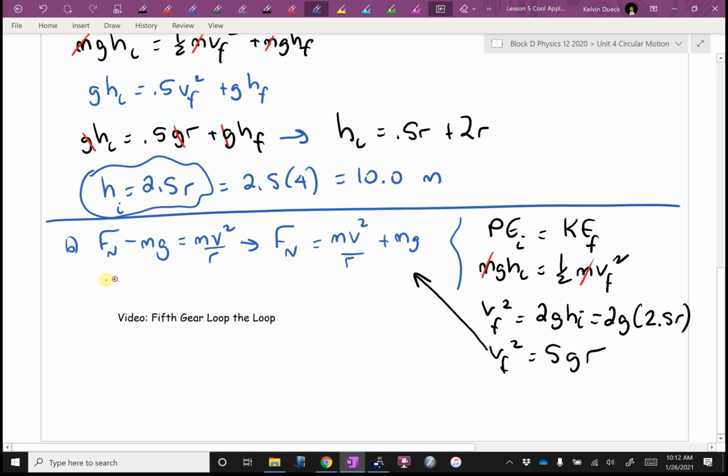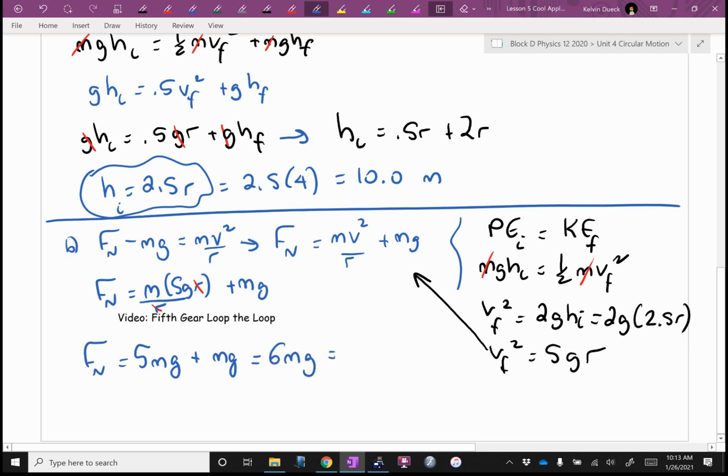We get this. The normal force right at the bottom is m, there's an R, what can I replace the V squared with? Plus mg. m 5gR over R plus mg. That first fraction, is there an R on the top? Is there an R on the bottom? So here's what I end up with. The normal force is going to be 5 mg's plus 1 mg. What is 5 mg's plus 1 mg? So it's going to be 6 times 50 times 9.8, which is what?